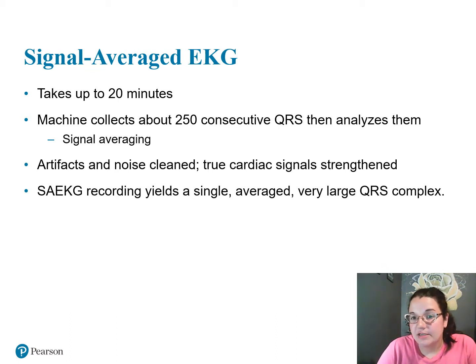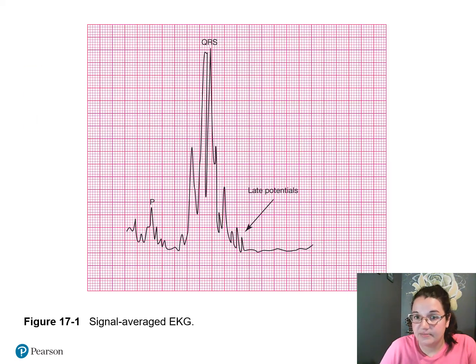So your key point here is signal averaging. You notice they've mentioned it twice. And also your 250 consecutive QRSs. Consecutive means they're coming right after one another. It combines all of those QRSs into one, and you get a very large QRS complex. This is called your signal averaged EKG. So when you think average, we're taking the signal of how many QRSs? 250. How long does this take? About 20 minutes. Here goes an example.